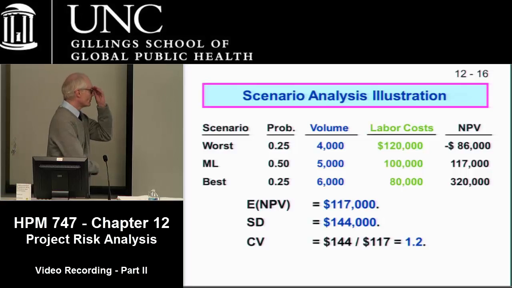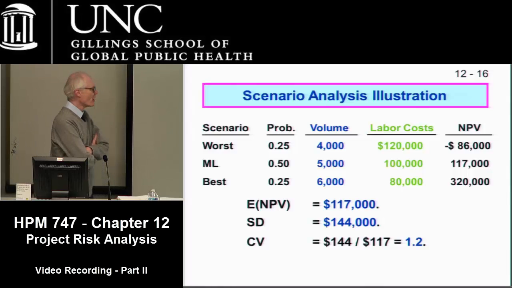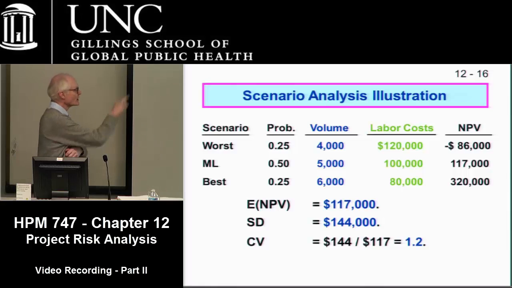So here's a simple example. We've got a base case of a volume of 5,000, which we talked about a minute ago, and labor costs of $100,000. So our base case is a net present value of $117,000. Our worst case scenario is that volume is in fact only 4,000 scans, and labor costs are a lot higher than what we thought they were going to be, $120,000. On the other hand, if the stars align favorably, we could have as many as 6,000 scans and labor costs as low as $80,000. And then we can calculate the net present value under those three scenarios.